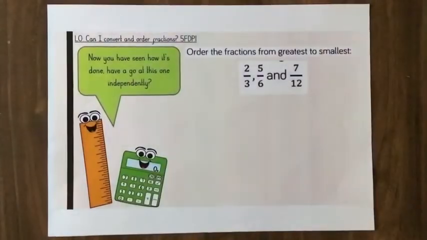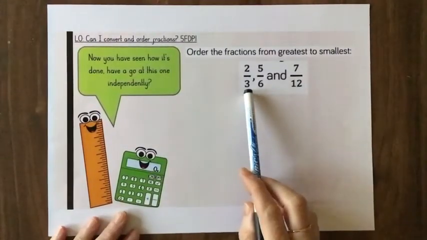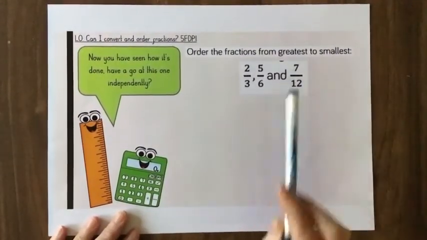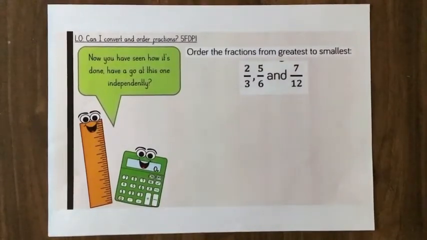Here's one for you to try. 2/3, 5/6, and 7/12. Have a think about how you can make all the denominators the same using your times tables. Have a go and come back and check your answers.